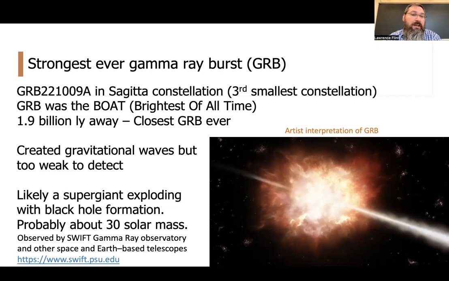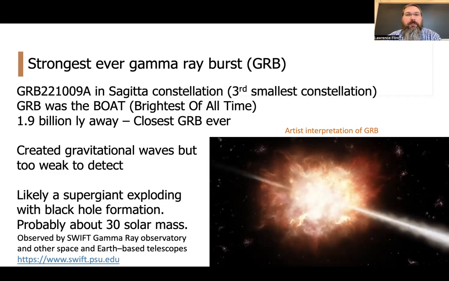Most of them just end with an A because it's not typical to have more than one gamma ray burst detected in a day, but they can. So this gamma ray burst was called the BOAT, the brightest of all time. It took place 1.9 billion light years away, which makes it the closest known gamma ray burst that we've ever detected. It's likely that it was a supernova exploding.